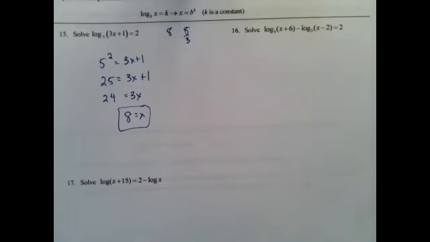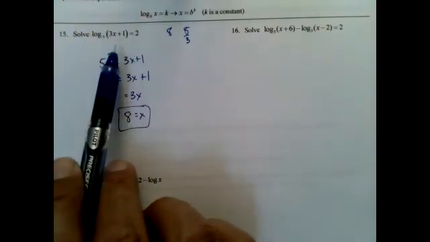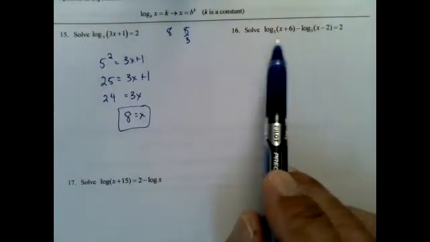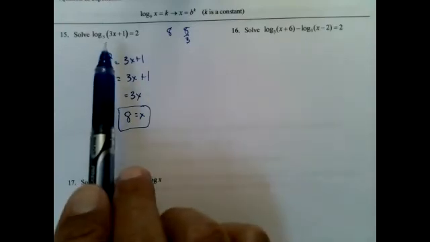Did I do anything wrong? 5 squared is 3x plus 1. Subtract 1, divide by 3, I got 8. I think it's 8. So 15 was nice. It was nice and clean. 16 is not clean. If I could make it look like 15, that would be great.